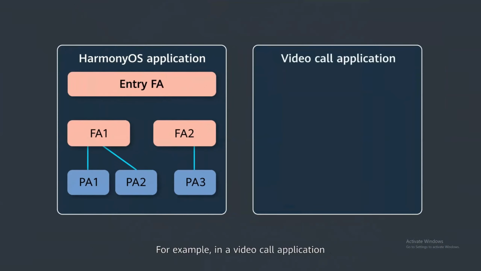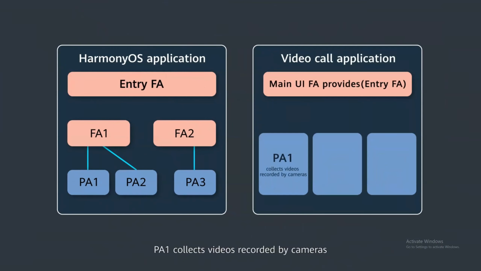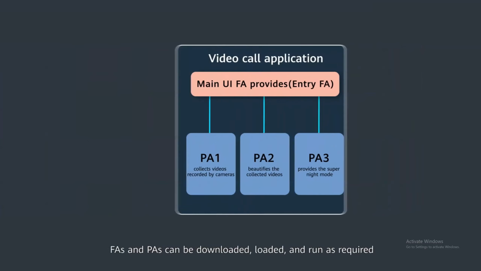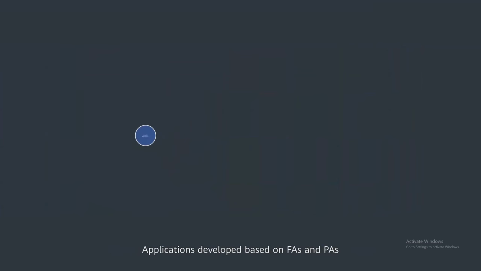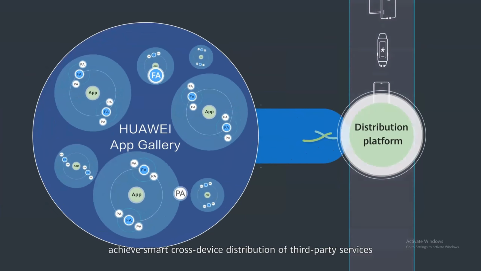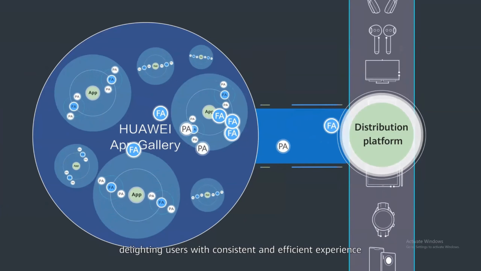For example, in a video call application, the main UI FA provides a UI for user interaction. PA1 collects videos recorded by cameras. PA2 beautifies the collected videos, and PA3 provides Super Night Mode. FAs and PAs can be downloaded, loaded, and run as required. Applications developed based on FAs and PAs achieve smart cross-device distribution of third-party services, delighting users with consistent and efficient experience.